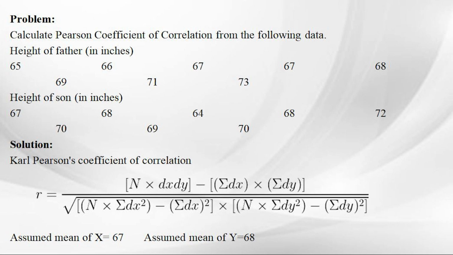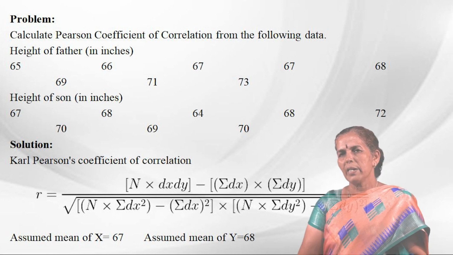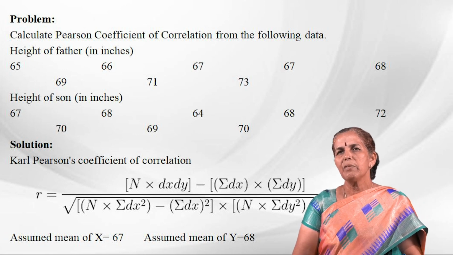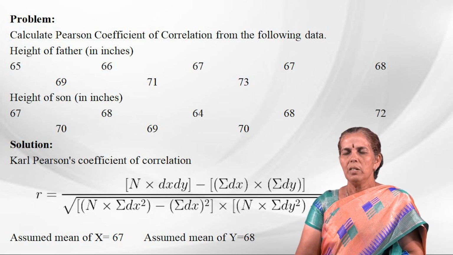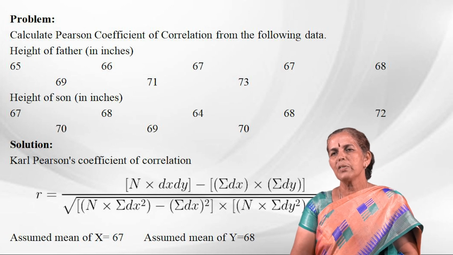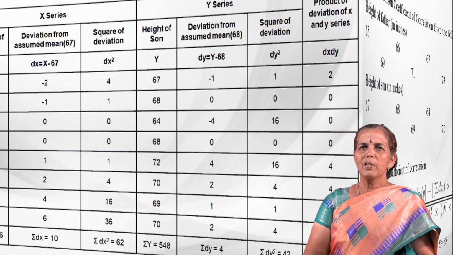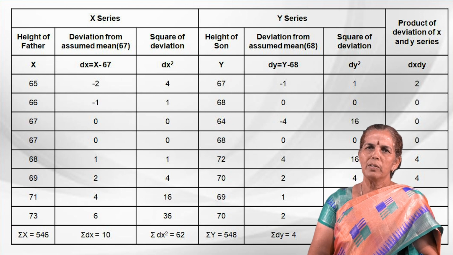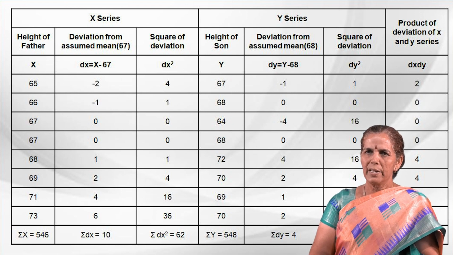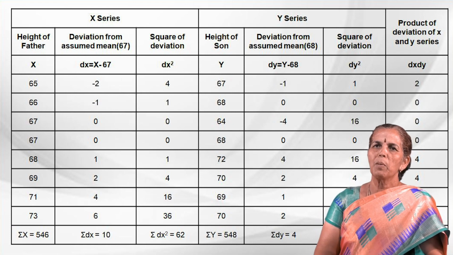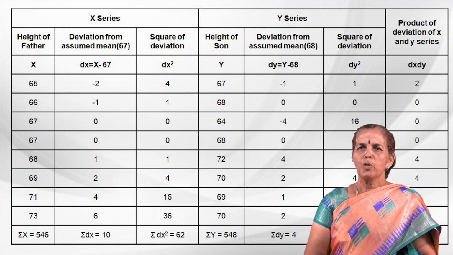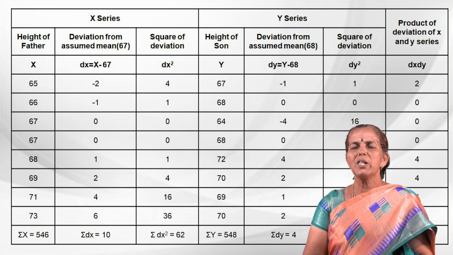That is, we are taking one value as assumed mean. In the x part, assumed mean of x equal to 67. In the y part, assumed mean of y equal to 68. Based on which we are taking the deviation from each value of x, and similarly for y. First, you write the height of father, which we are taking as x. So deviation from assumed mean 67: we have to subtract 67 from each value of x.